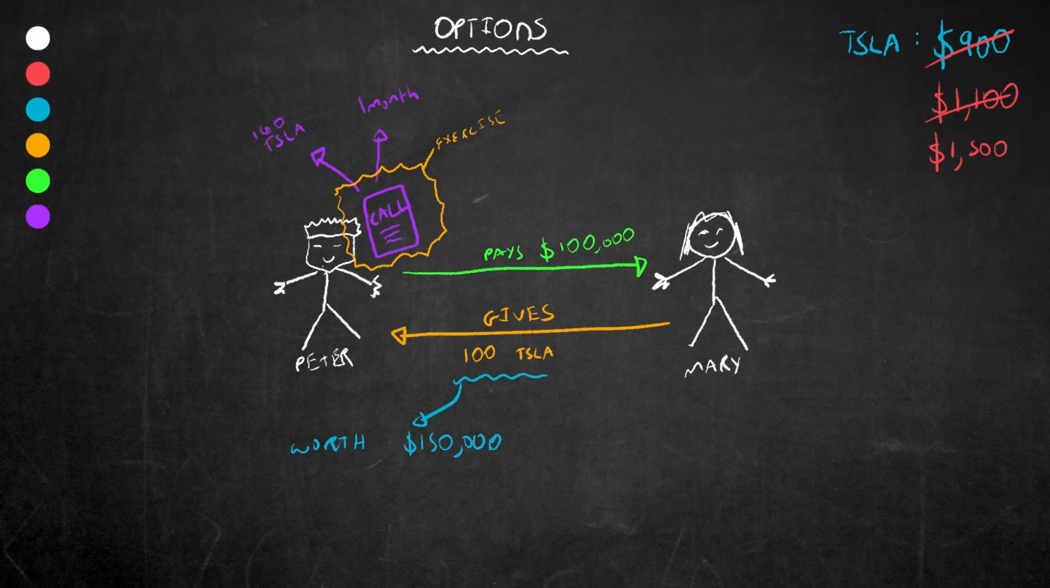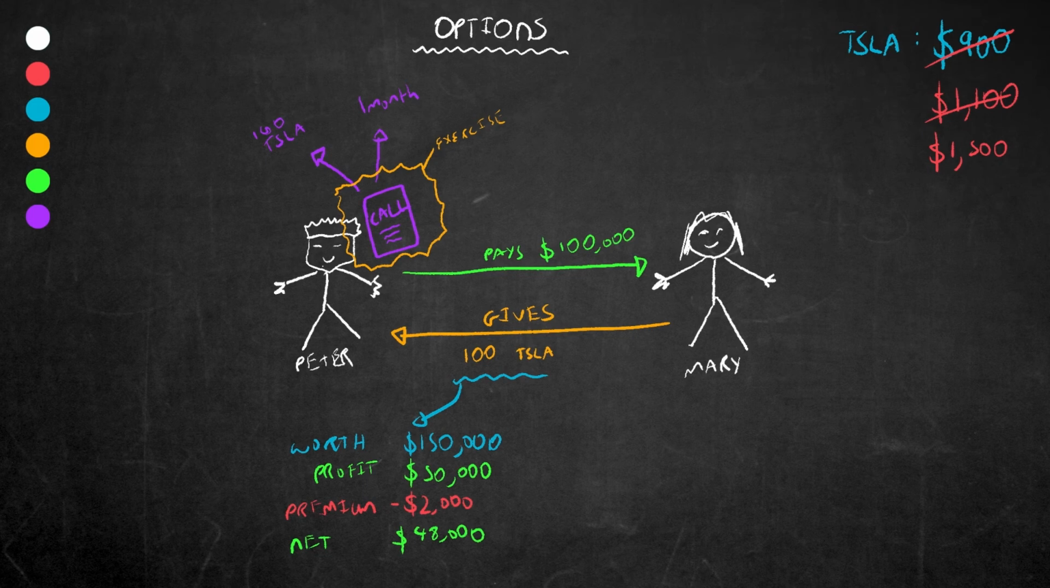So Peter has essentially gotten $150,000 worth of Tesla shares for $100,000. And Mary has essentially sold $150,000 worth of Tesla shares for $100,000. And if Peter decides to sell those shares, his profit is therefore $50,000 minus the amount he paid, which was the $2,000 premium, netting him a profit of $48,000. Now, as you can probably see, the amount Peter can make by buying this call option is pretty much unlimited.